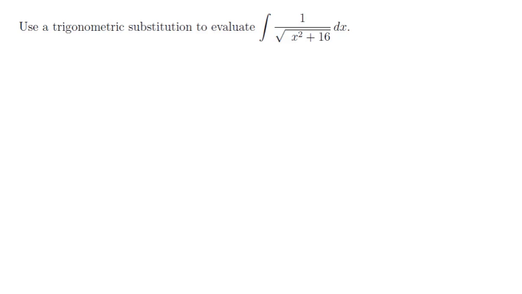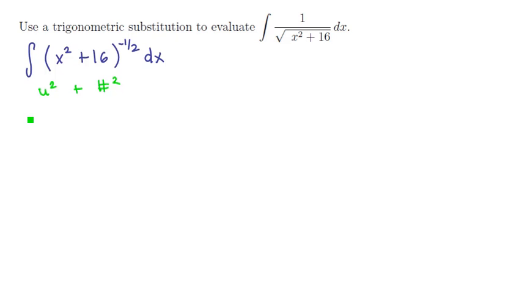Use a trigonometric substitution to evaluate the integral of 1 over the square root of x squared plus 16 dx. Let's start by prepping this first. This is the integral of (x squared plus 16) to the negative 1/2 power. Now notice that the expression in parentheses takes the form of a variable term squared plus a number squared. It's x squared plus 4 squared. And that means this is a good substitution using an arctangent.